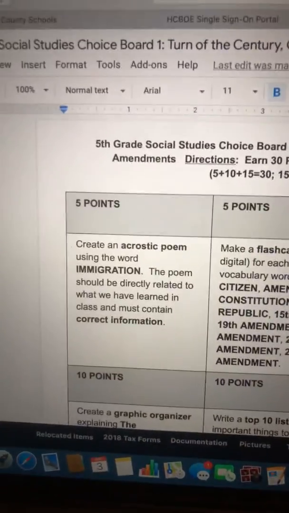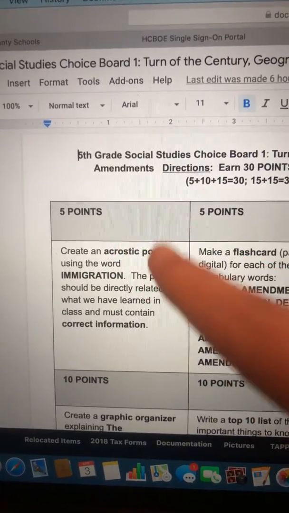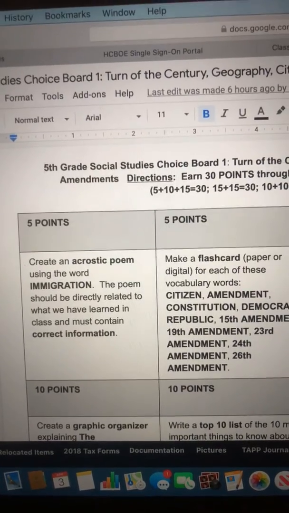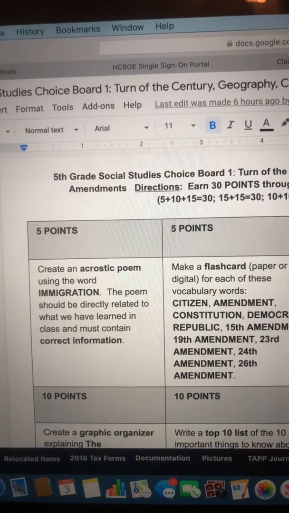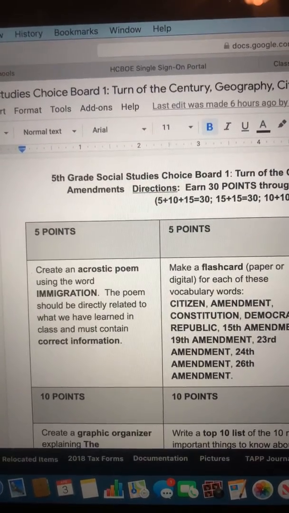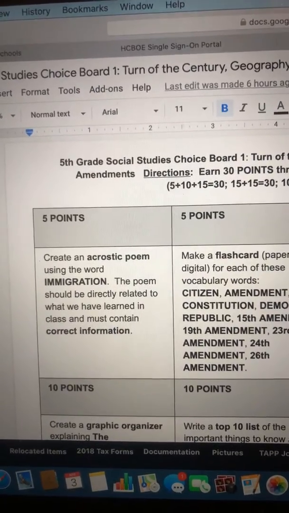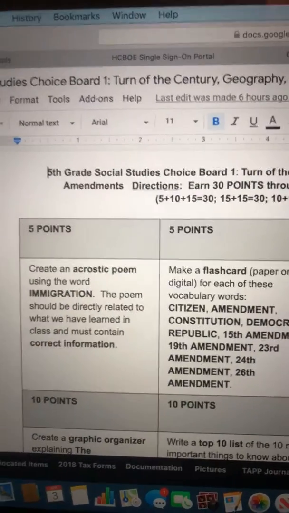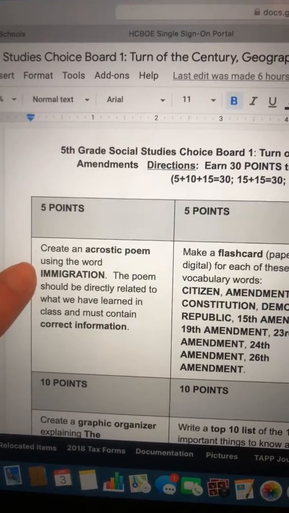All right, so you're going to have your choice board, and what you're going to do is choose the ones that you want to accomplish. The first one is: create an acrostic poem using the word immigration. The poem should be directly related to what we have learned in class and must contain correct information. All right, so I'm going to review what an acrostic poem is. I'm going to use a different word, obviously, so I don't give you any answers, but you are going to be using the word immigration.